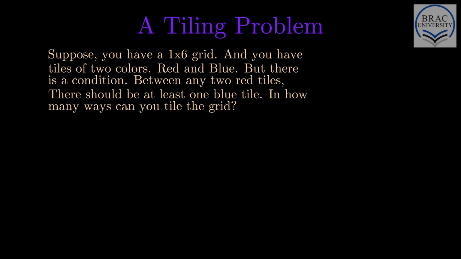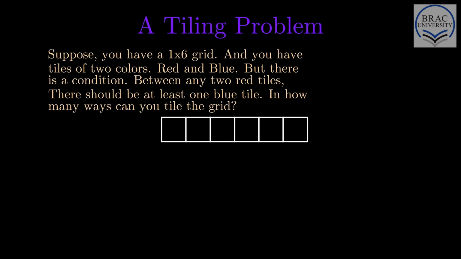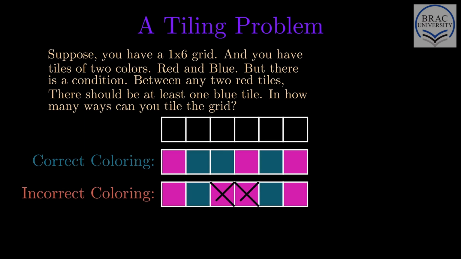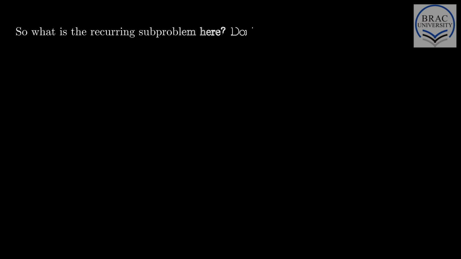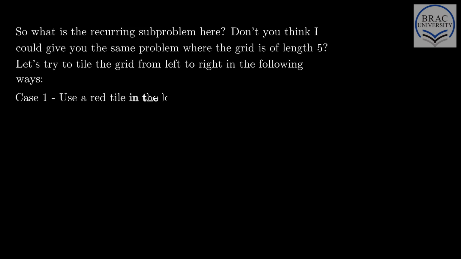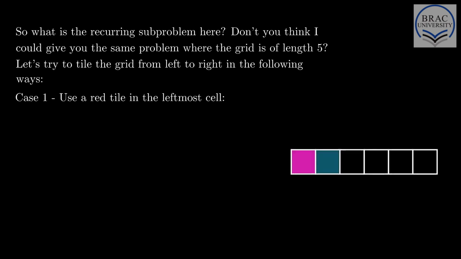So if we try to tile this grid randomly, we will make some mistakes. For example, the first coloring is correct because there are no two adjacent red tiles, but the second coloring is wrong because we have two adjacent red tiles. So since we're talking about recursion, what is the recurring subproblem here? Notice that we could give you the same problem for a grid of length 5 or 6 or 7. So in order to color a grid of length 7, you have to color a grid of length 6 or 5.